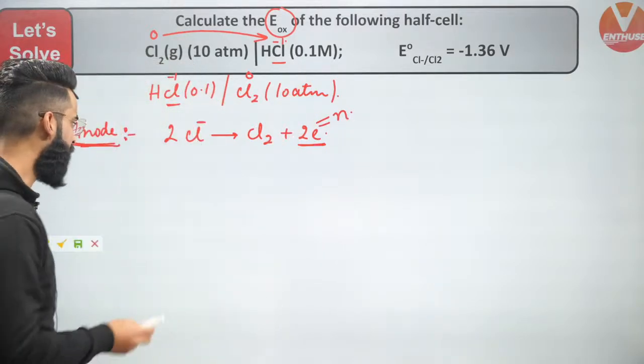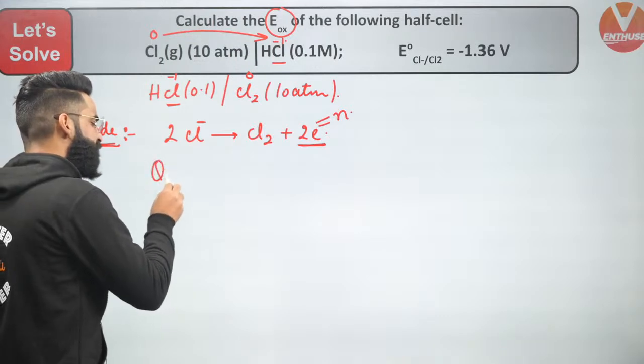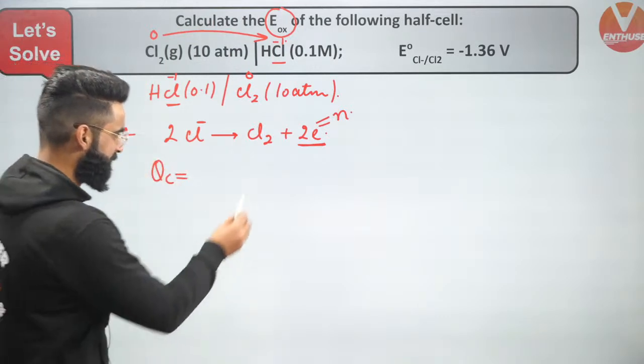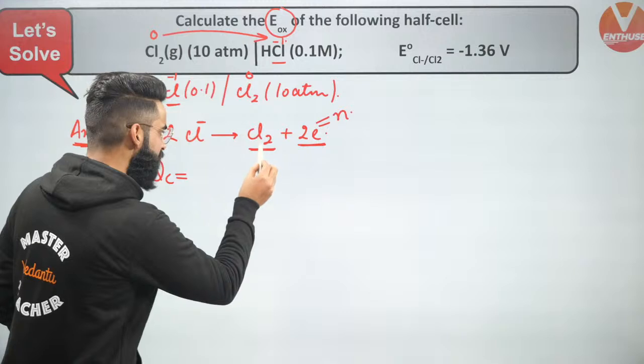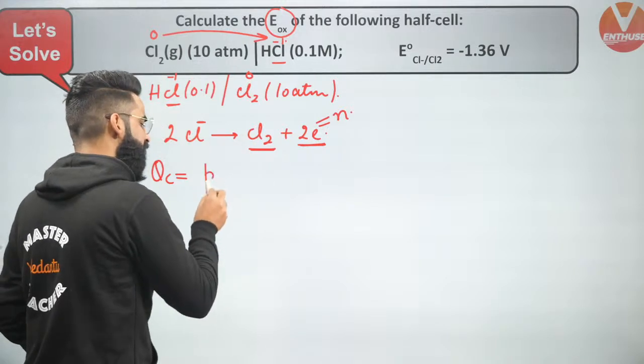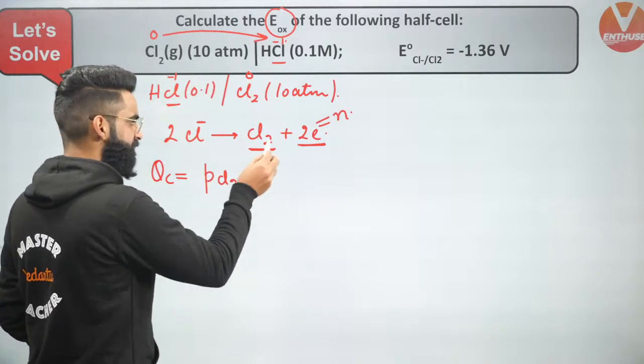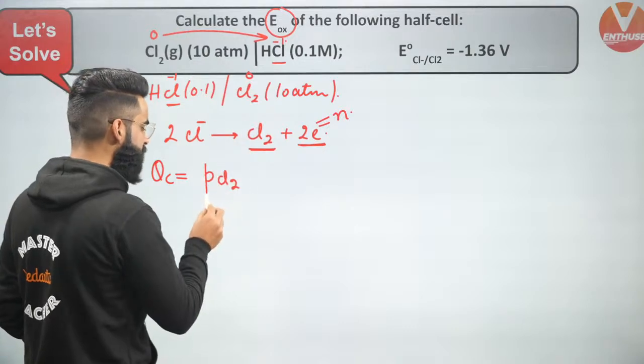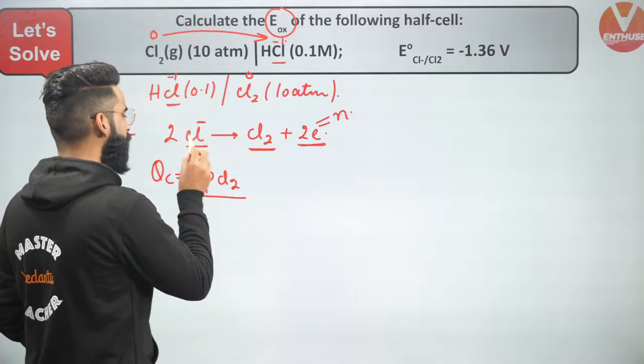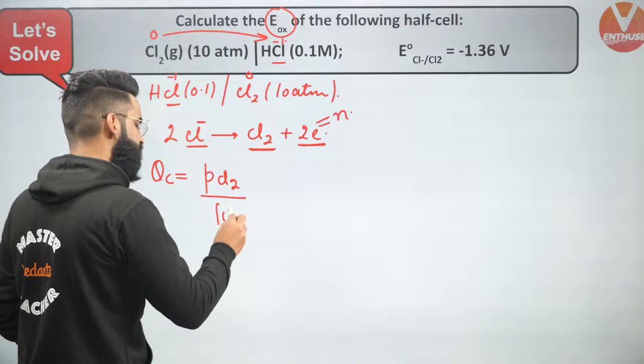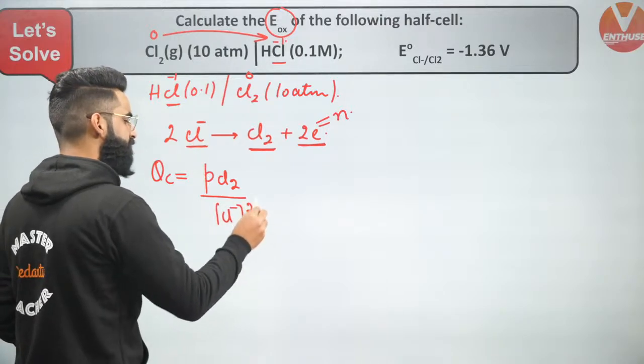Now guys, can I write the expression for reaction quotient? Cl2 is present in the gaseous form. So for the gases, we use the term partial pressure. So I'm writing partial pressure of Cl2 to the power stoichiometry coefficient, that is 1, divided by the Cl negative, which will be in aqueous form. So concentration of Cl negative to the power stoichiometry coefficient, that is 2.